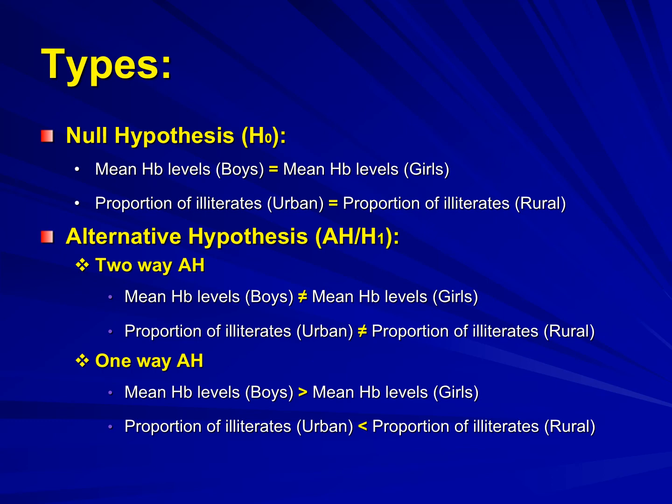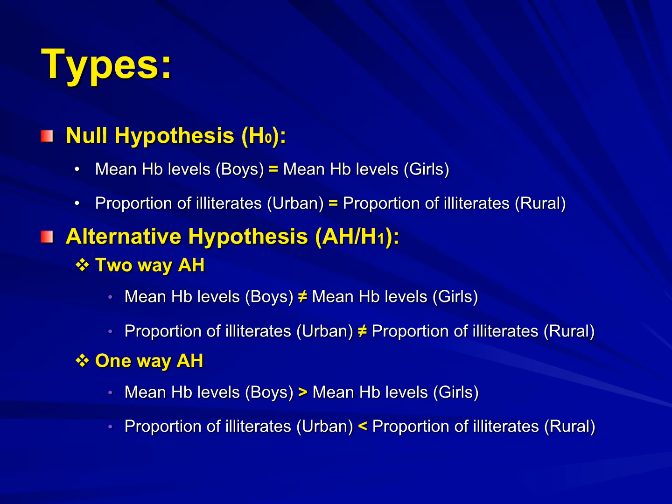So I have to tell you the three terms for the example of mean hemoglobin levels of boys and girls. First term is null hypothesis, which means there is no difference between the mean hemoglobin levels of boys and girls. Second concept I have told you, two-way research hypothesis or two-way alternative hypothesis, means there is a difference between the mean hemoglobin levels of the boys and girls but not greater or lesser compared to each other.